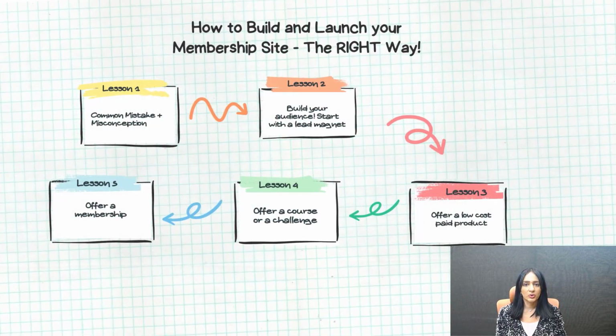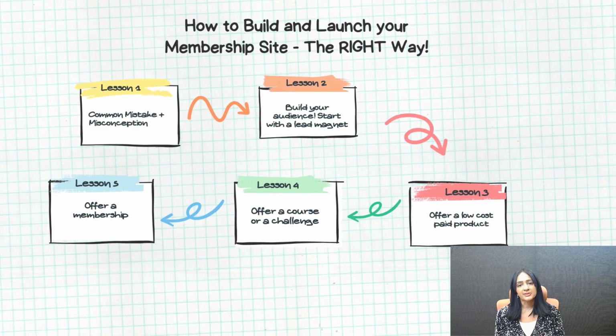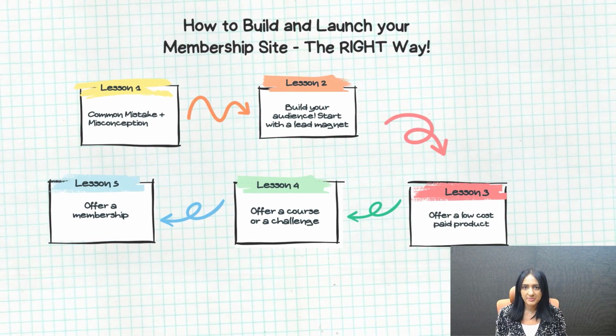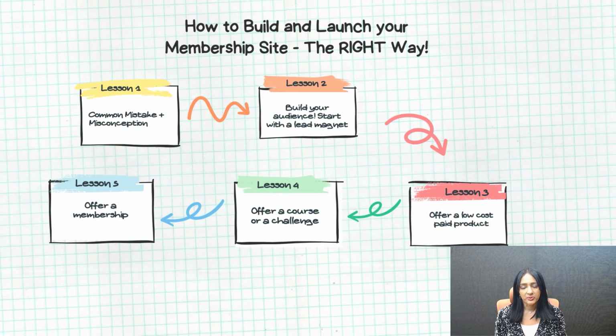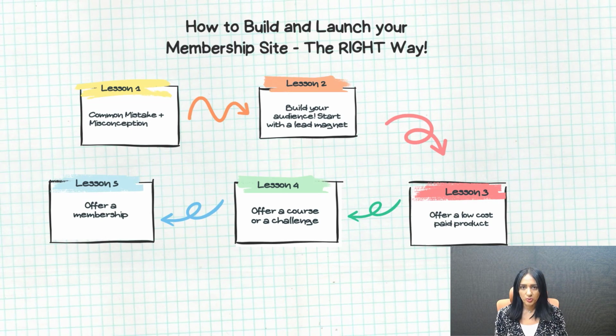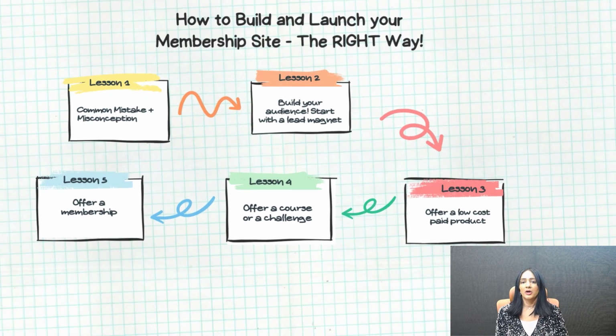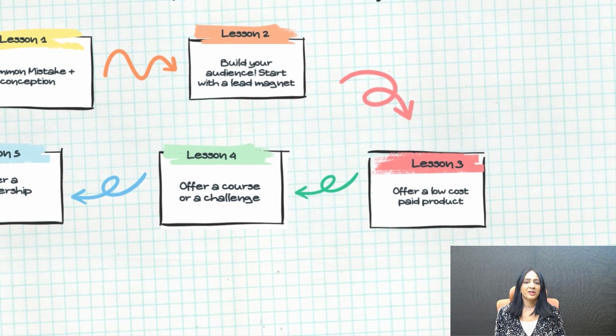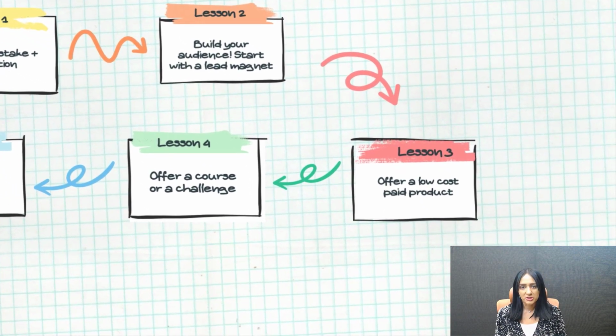This is a short mini course. It's all about membership sites. Lesson 1 was membership site core concepts, some of the common mistakes people make when they start a new membership site, mistakes you should avoid. Lesson 2 was about how you can use your membership site to offer a lead magnet and how you can use it to build your audience. And lesson 3 was how you can convert your free subscribers into paying customers using a low-cost paid product.